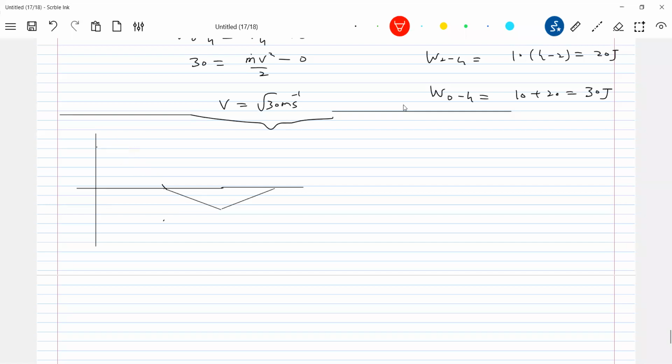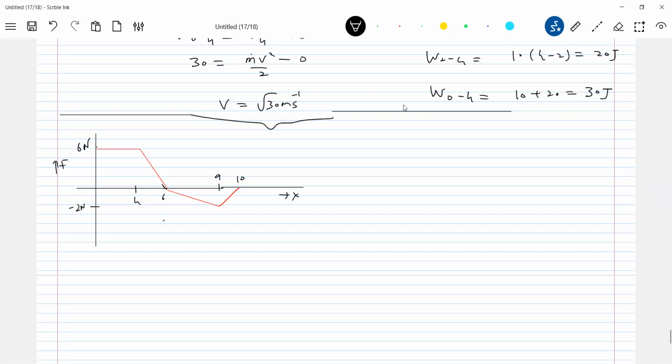I'll give red color again. So let this be a force of 6 Newton. This is minus 2 Newton. Let this be 4, 6. Let this be 9. This is 10.